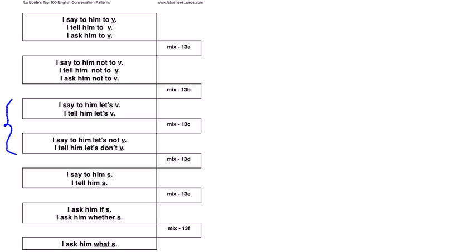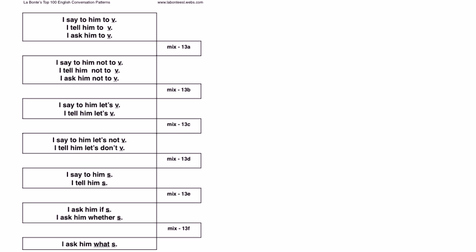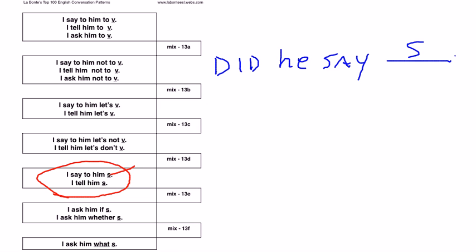The third and fourth pattern are similar. One is the positive and one is the negative. In the fourth pattern here, let's not and let's don't are interchangeable, as you see in the example on the right. In the fifth pattern here, S means a sentence. In our previous lessons, we've learned about 60 patterns. Here we can use 2 patterns together. Here is a good place to begin to use those patterns together.